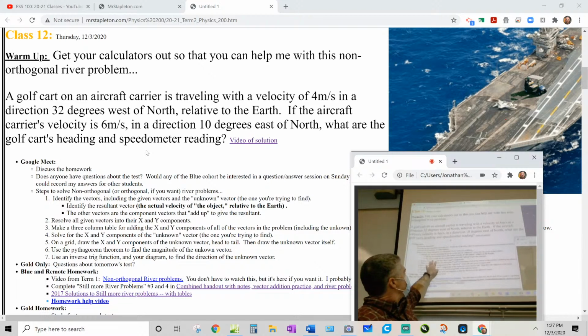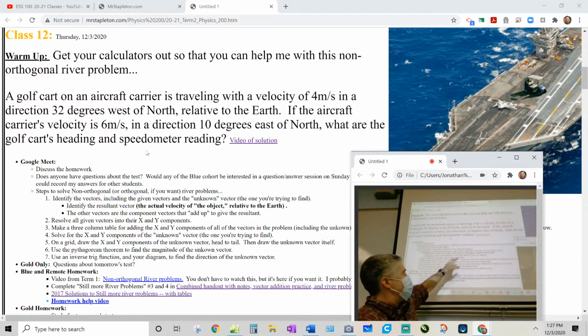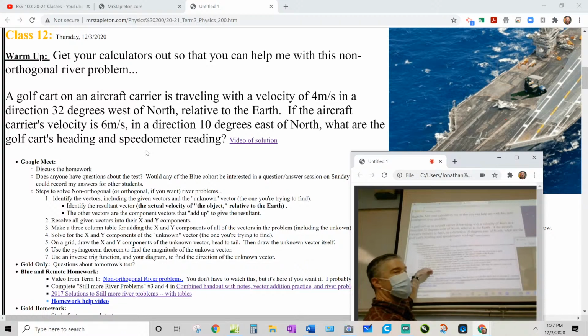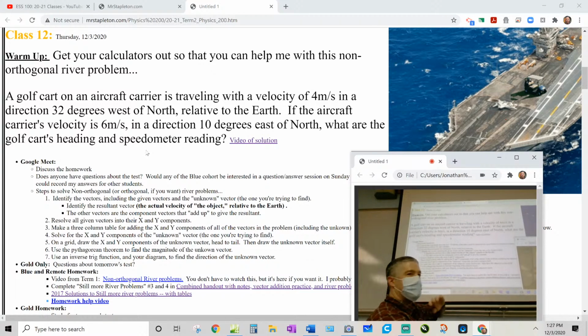These are just steps I tried to type out, a very prescribed procedure for solving a non-orthogonal river problem. You may not need this. I mean, don't feel like you ever have to follow any steps that I give you. If you know how to do it your own way, don't even bother with this. But that's just there because a lot of people had trouble last term.